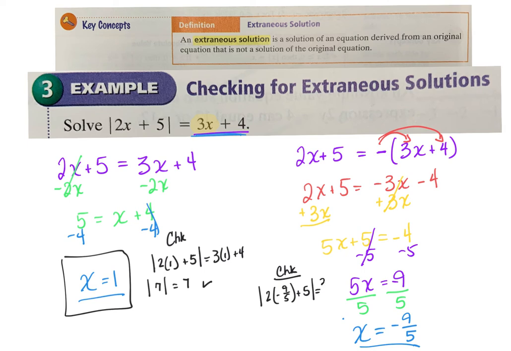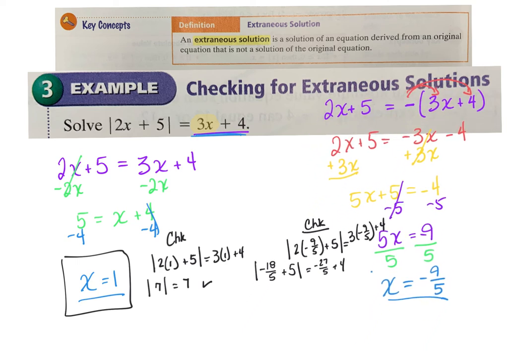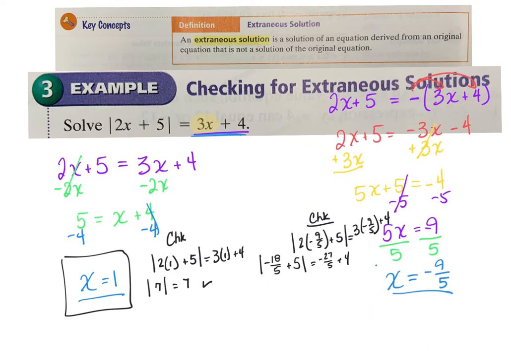I'm running out of room here. So 3 times negative 9/5 plus 4. All right, so on this side, we'll say 2 times negative 9/5. Well, that's negative 18/5 plus 5 equals 3 times negative 9/5, which is negative 27/5 plus 4. And we do need a common denominator here. I'm going to shift this up a little. So my common denominator here is 5.